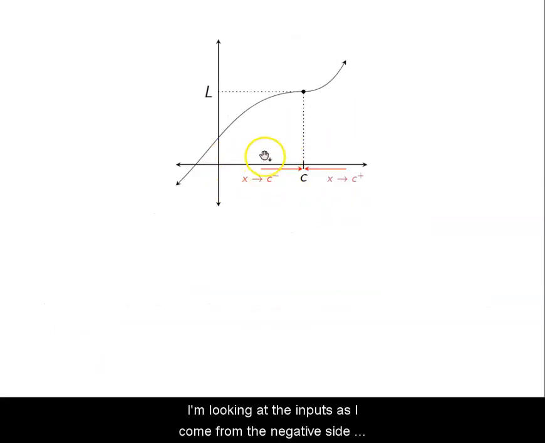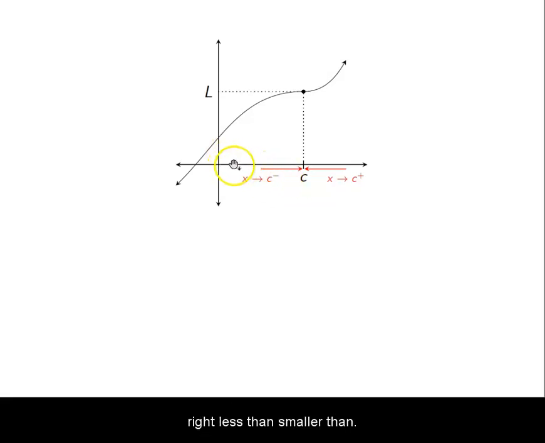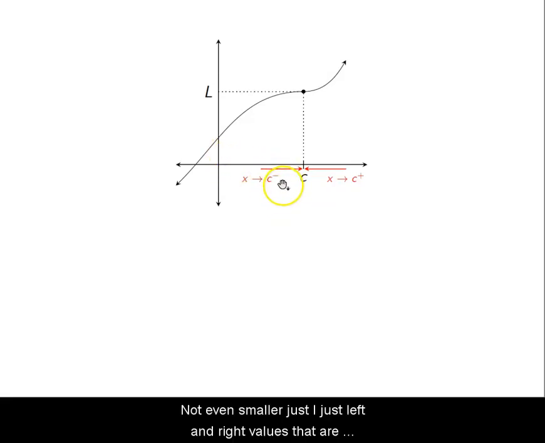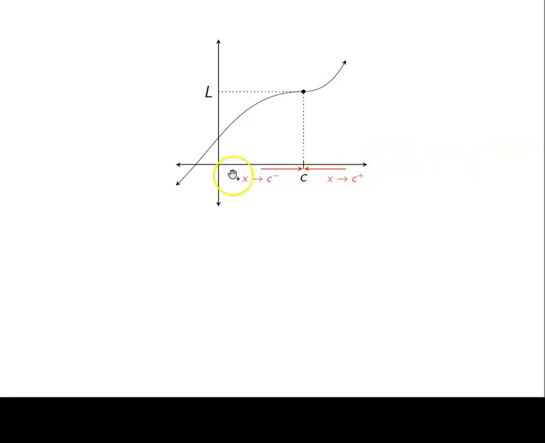As a graph, you can represent it like this. I'm looking at the inputs as I come from the negative side, or the values that are less than c. That's why we have a negative, right? Less than, just less than, right? Values that are approaching from the negative direction, okay? From the left, I'm coming from the left. Coming from the right, or the positive direction, or the values that are larger, is my right-hand limit, because I'm coming from the right.